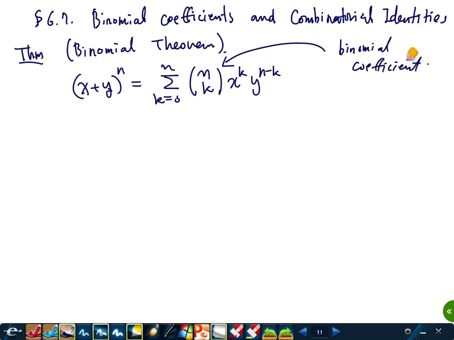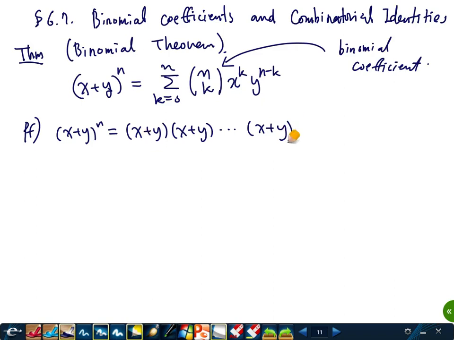Okay, so how can you prove this? The proof is just to expand it. So when you expand this, so what is this? It's basically x plus y times x plus y times dot dot dot x plus y. We have n polynomials multiplied all together. So how do we expand a product of polynomials? So what about product of two polynomials?